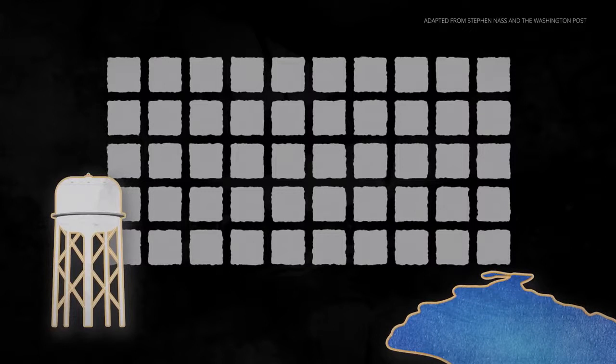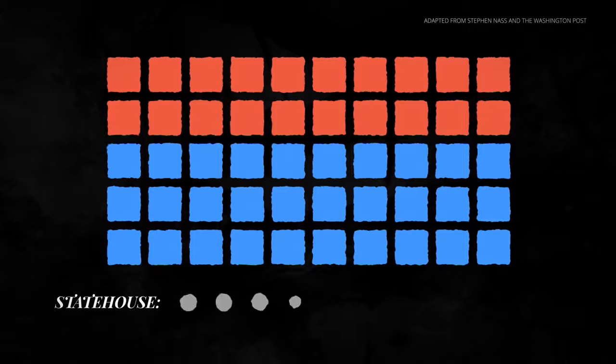Let's take this tiny rectangular state. Suppose there are exactly 50 people in the state, living in 5 rows of houses. And there's a water tower, maybe a windmill, and a lake. Wait, no, too easy, no lake. 60% of the people always vote for the Green Party. 40% always vote red. The state is split into 5 districts.